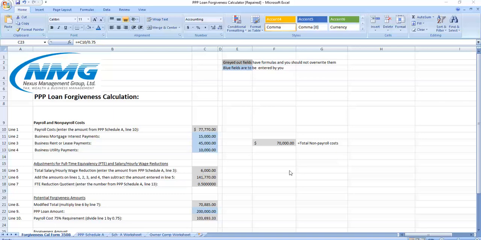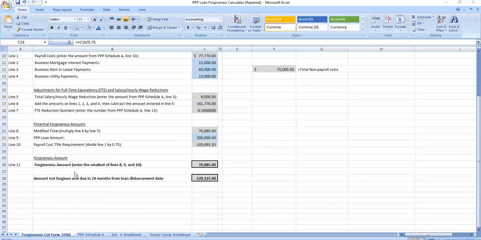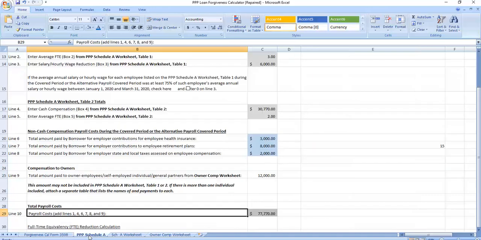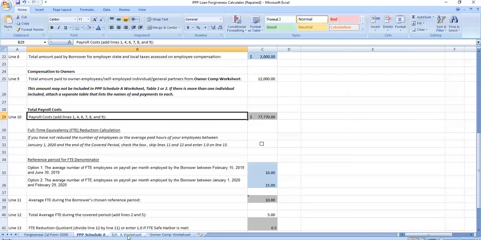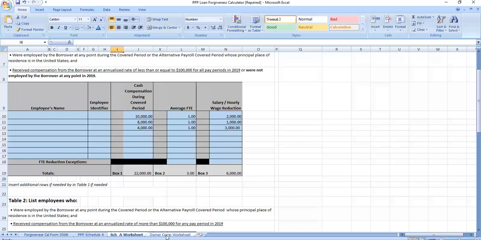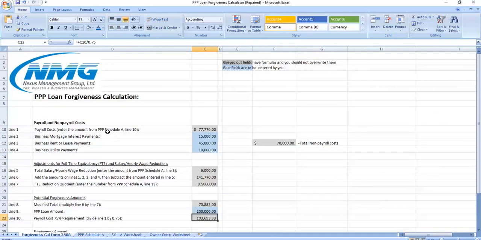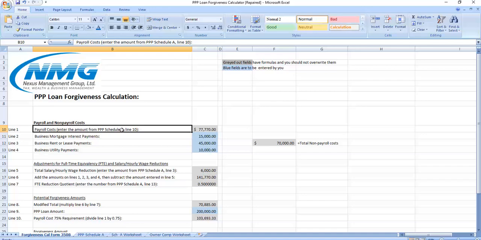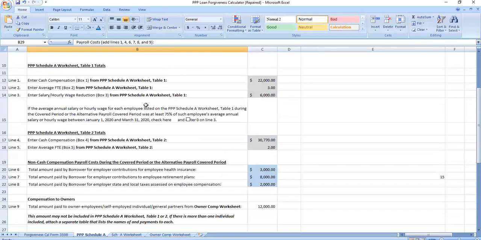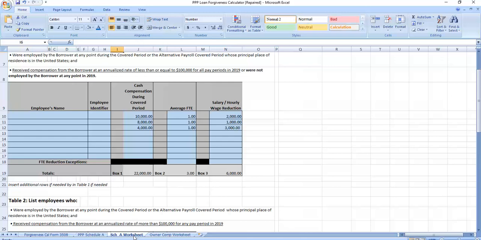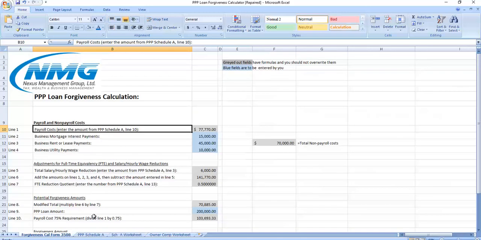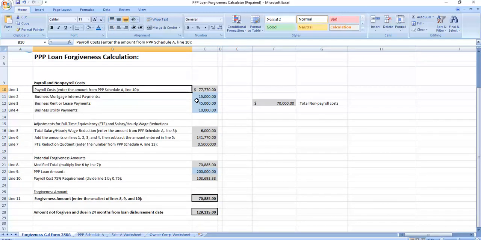This spreadsheet has 4 tabs in it. This is the main application, and there is Schedule A, the Schedule A worksheet, and the owner's comp worksheet. Some of the line items here have reference to Schedule A, and some have reference to the worksheet. Some of the items you would be entering directly. All the fields in gray are automatically calculated, and the ones in blue are the ones where you need to enter information.